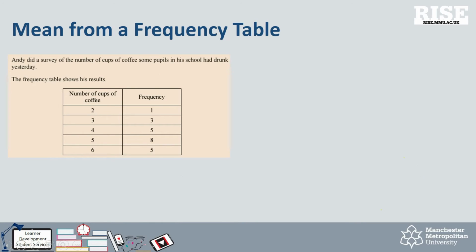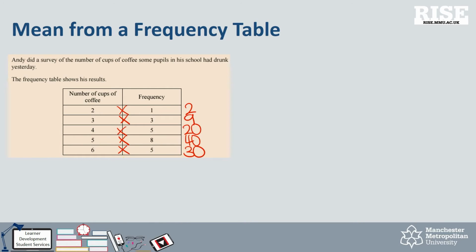Let's look at another, again with the cups of coffee. 1 pupil drank 2 cups of coffee, so that means they had 2 cups of coffee in total. 3 pupils drank 3 cups of coffee each, so that's 9 cups of coffee in total. If I go down the table just like this, I can find the total number of cups of coffee that were drunk by all of the pupils.